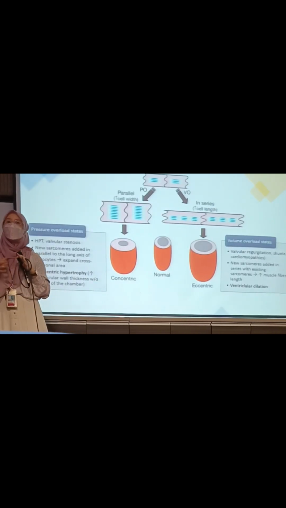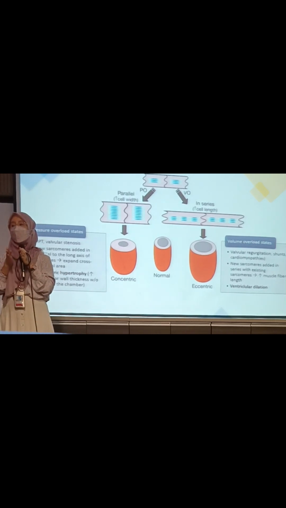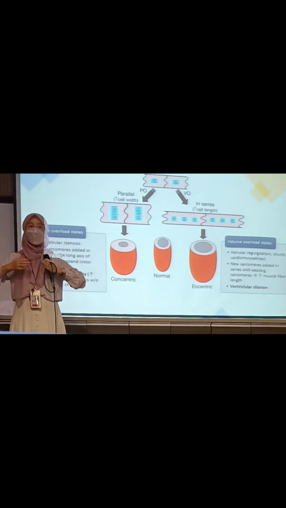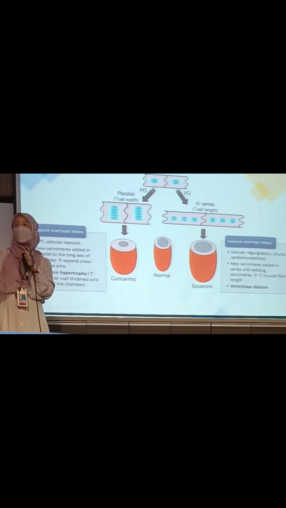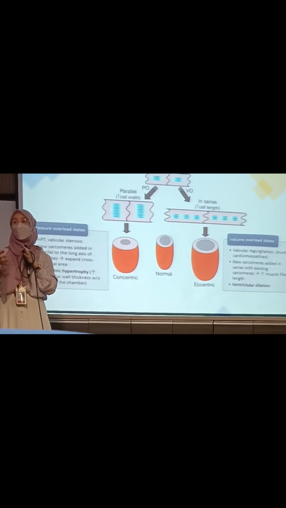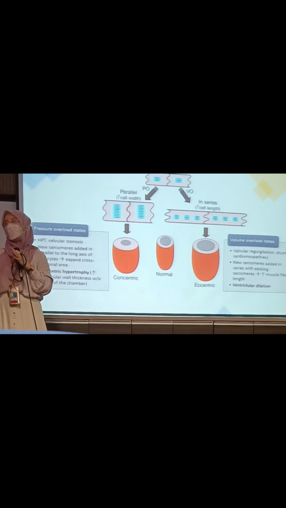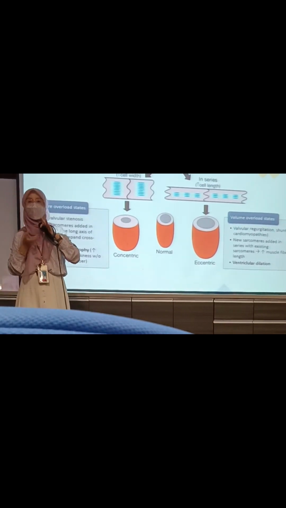So in pressure overload state, maksudnya pressure tu high, sarkomere tu dia akan bersusun secara paralel. Maksudnya dia akan jadi menggemuk. Bila paralel ni dia akan susun gitulah, so that the wall thickness akan jadi bertambah because we have pressure overload. In volume overload, you have extra volume, nak kena expand. So the sarcomeres tu will be arranged in series. So dia akan jadi panjang.